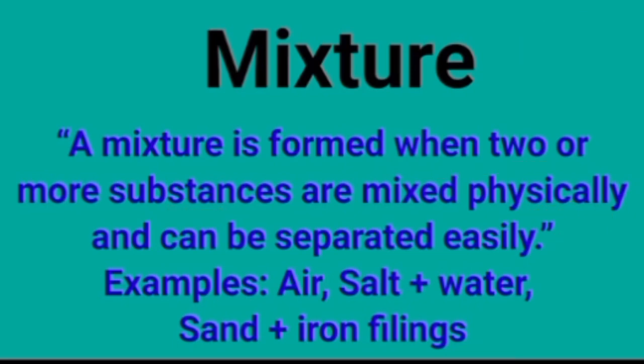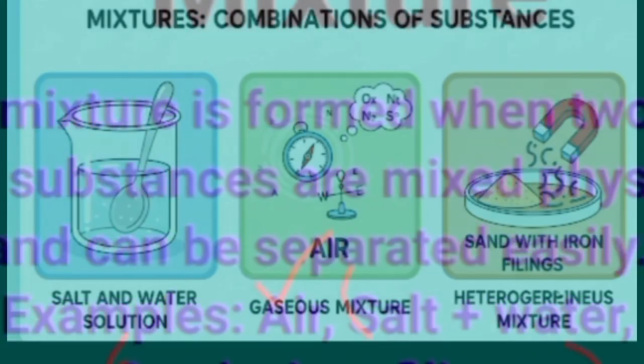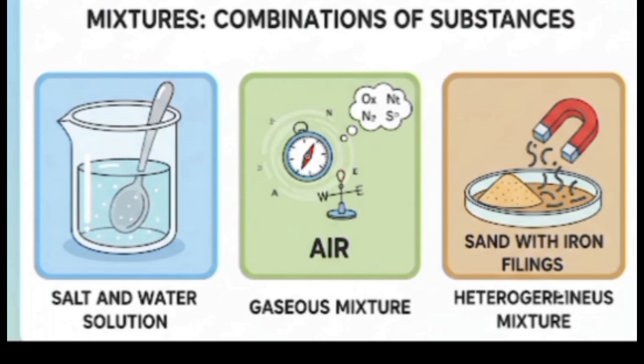If we talk about examples, the first example is air. Air is a mixture of carbon dioxide, oxygen, water vapors, nitrogen, and other things that are present in the air. Next, salt plus water. If we combine salt and water, it forms a mixture. We can separate the salt from water by evaporation. And if sand is combined with iron filings, it forms a mixture of iron filings and sand. They can also be separated by a magnet. A magnet attracts the iron filings, and the sand can be separated.